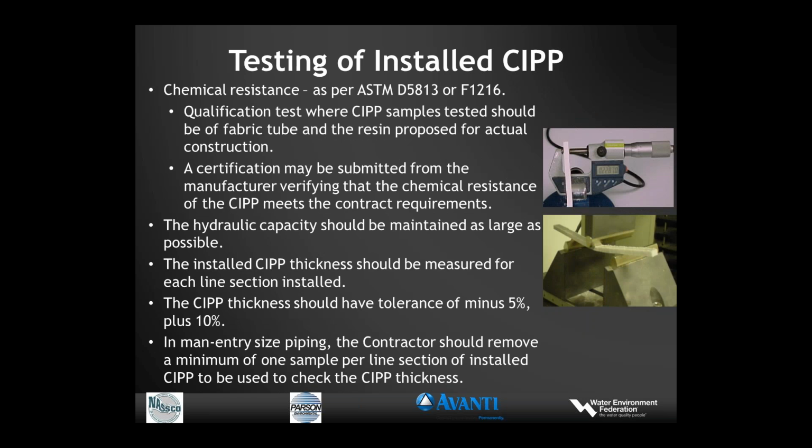Chemical resistance is a qualification test where CIPP samples of the tube and resin proposed for the actual project construction are tested. This is typically tested by the resin manufacturers and is available from the resin manufacturers. And a manufacturer certification can be submitted verifying the chemical resistance of that felt and resin combination.